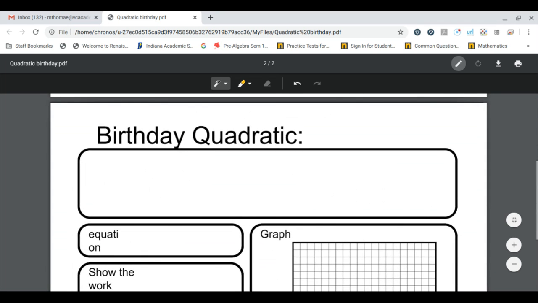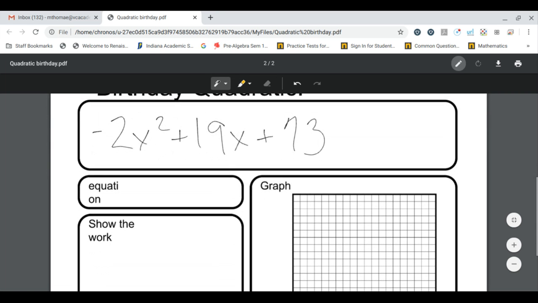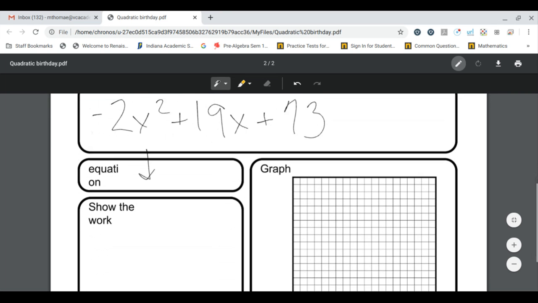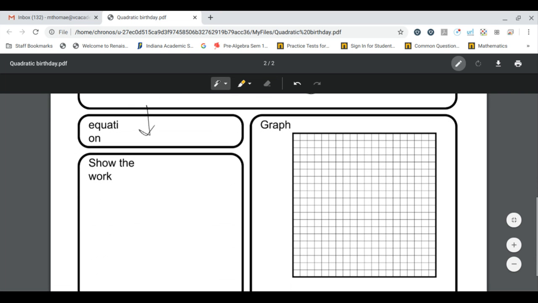My birthday is in February, so I would put negative 2x squared. My day is the 19th, and my year is 73. So there's my equation. Actually, that probably should go here or there. I don't really care. Now, show your work. So when I do my vertex, the opposite of B over 2A, I get 4.75.